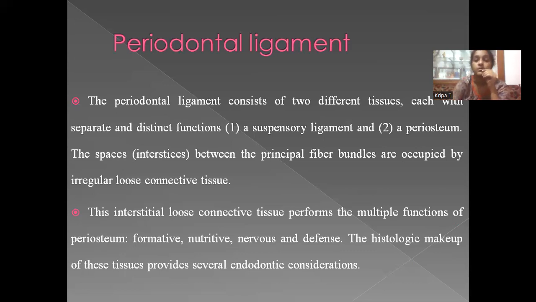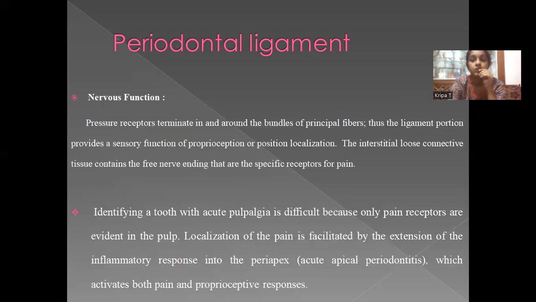The periodontal ligament has two different types of tissues, each with its function. One is the suspensory ligament, the other is the periosteum. The spaces between principal fibers are occupied by loose connective tissue. This loose connective tissue has a lot of functions: formative, nutritive, nervous, and defense. And this histologic makeup provides several endodontic considerations.